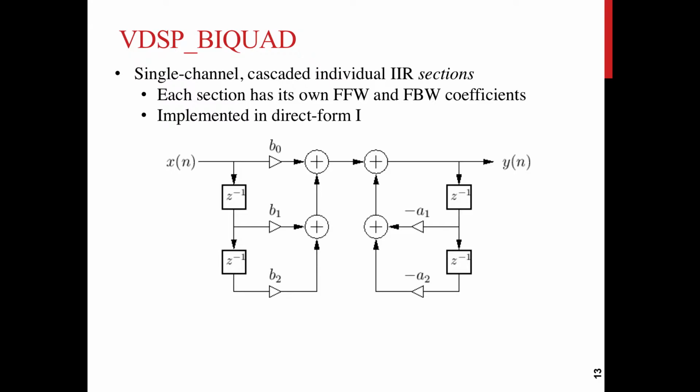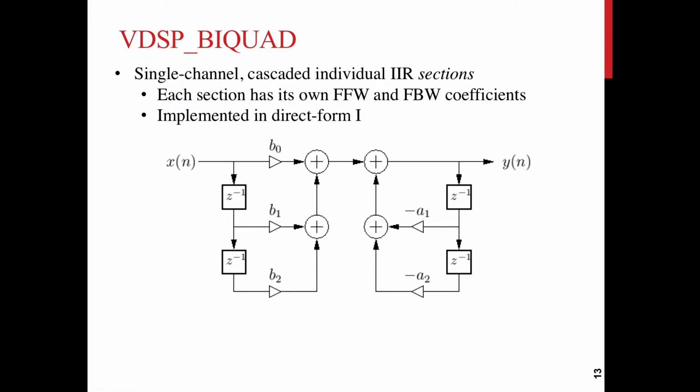So vDSP BIQUAD is a single channel cascaded array of individual IIR sections. In this case, we're looking at just a single section, right? We have 3 feed-forward state variables or gains with 2 states, and 2 feedback coefficients with 2 states, and those get summed together for a total output y, right? But we can have as many of these together as we want.